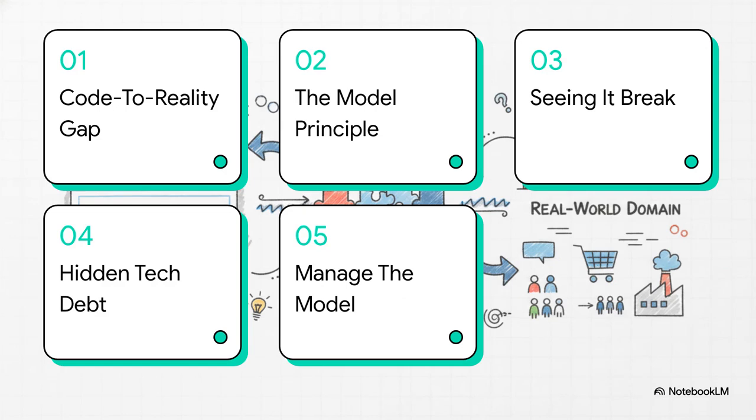Here's our roadmap for today. First up, we'll look at the code-to-reality gap. Second, we're going to define what the model principle actually is. Third, we'll get hands-on and see what happens when it breaks. After that, we'll uncover the hidden technical debt. And finally, we'll wrap up with how to actively manage the model in your own architecture.